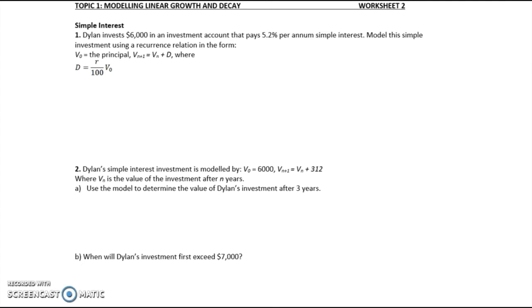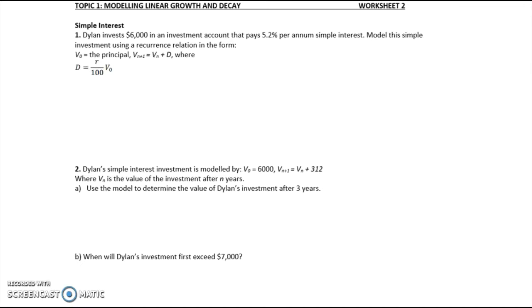Okay, so now we are looking at modelling linear growth and decay, worksheet number 2. So the first thing we're going to look at is simple interest. So at the moment we've got Dylan, he's investing $6,000 in an investment account that pays 5.2% per annum simple interest. We're going to model this simple investment using a recurrence relation in the following form.